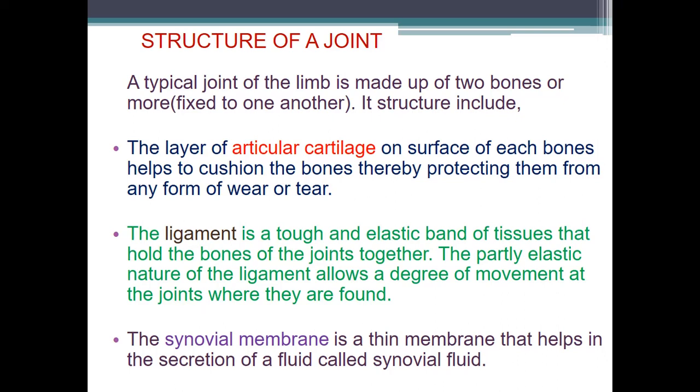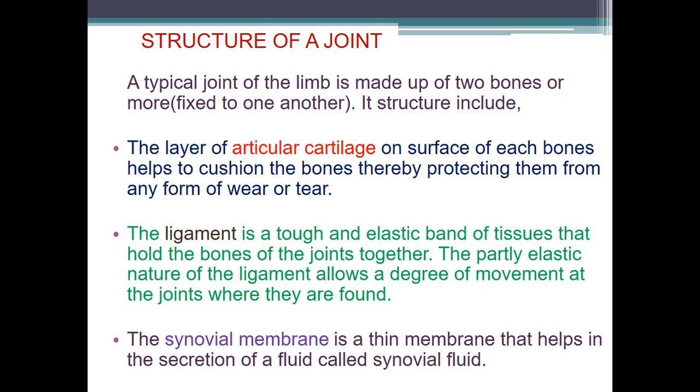Now, the layer of articular cartilage on the surface of each bone helps to cushion the bones, thereby protecting them from any form of wear or tear. When they move against each other over time, they are likely to wear off. But since there is articular cartilage on the surface of each of these bones, it prevents this wear and tear or reduces their effect over time.